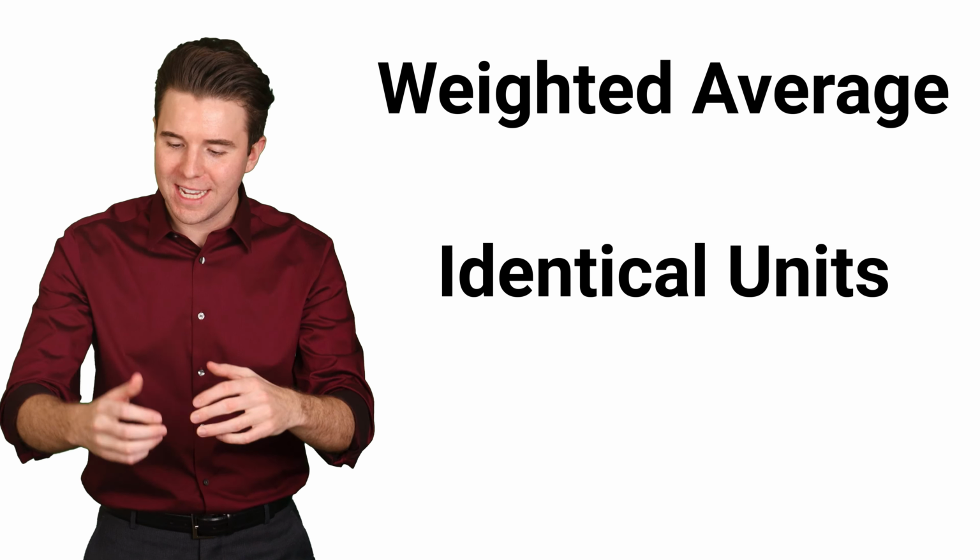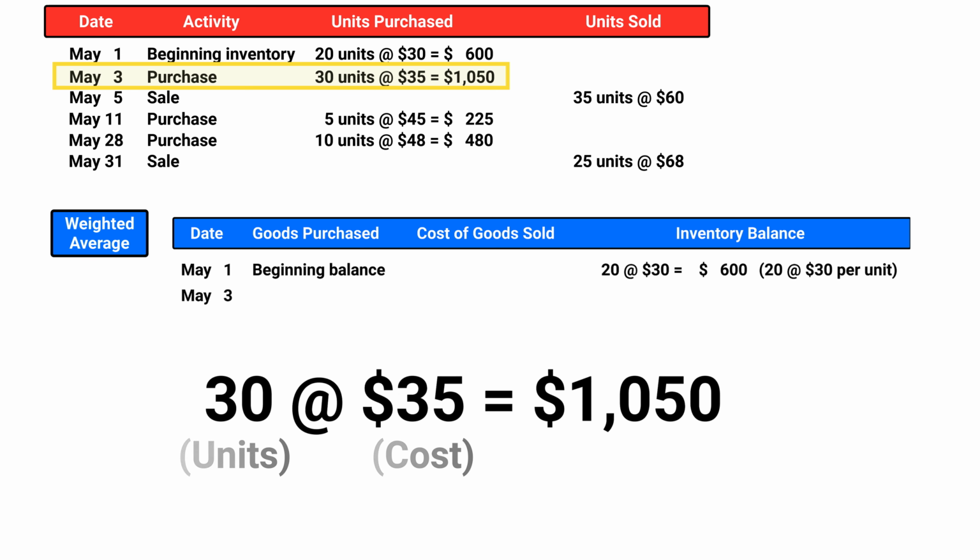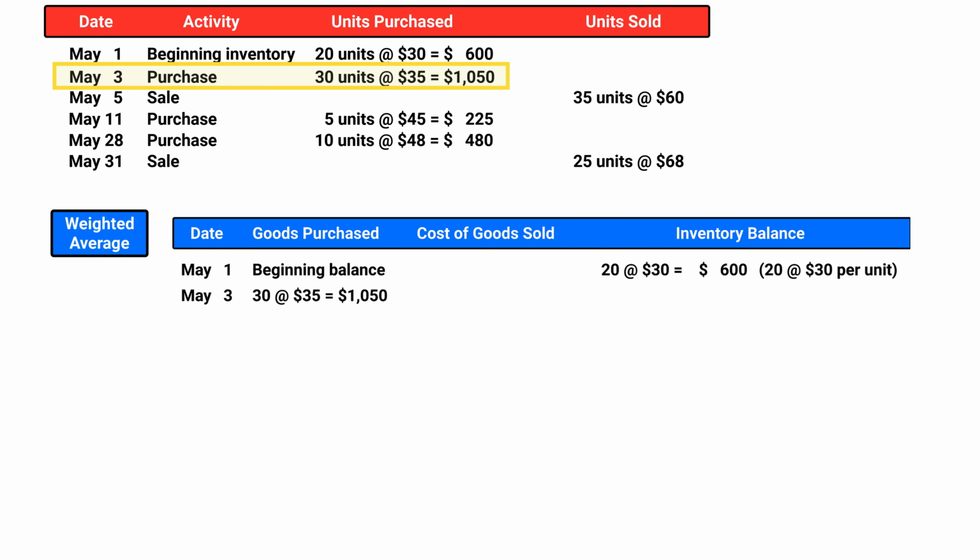Assume our records show that on May 1st, we had 20 units in beginning inventory that had a cost of $30 each. We fill that information into our table under beginning balance. On May 3rd, we purchased 30 units at $35 per unit. Now, looking at our inventory balance, we see 20 units at $30 each from beginning inventory and 30 units at $35 each.